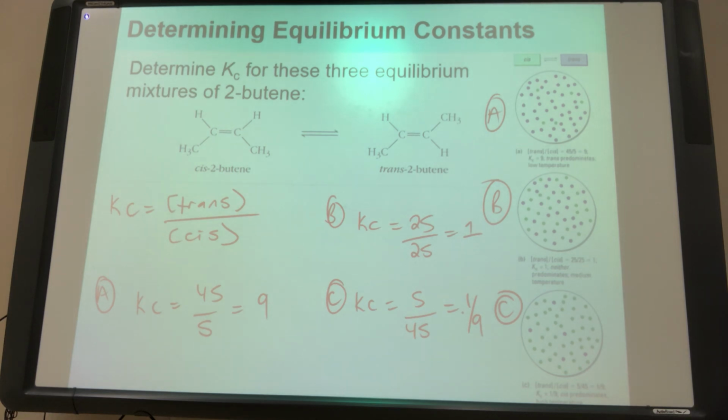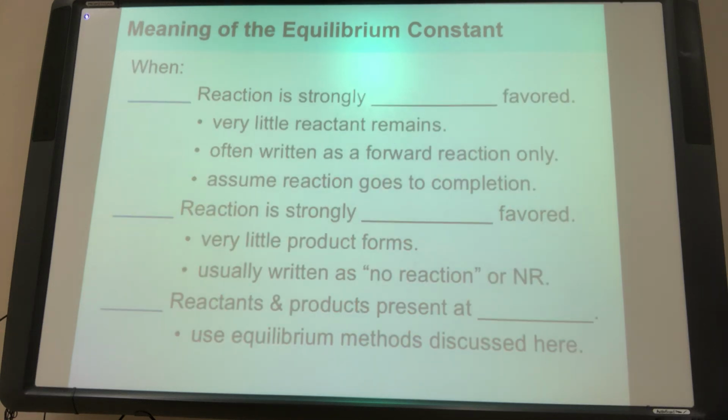So we want to know, what do those numbers mean? Like, is 9 good? Is lower than 1 good? Is 1 good? What does that mean? So let's understand the meaning of the equilibrium constant. When KC is a lot bigger than 1, for example my 9, this is when the reaction is strongly product favored. So let's think about why.